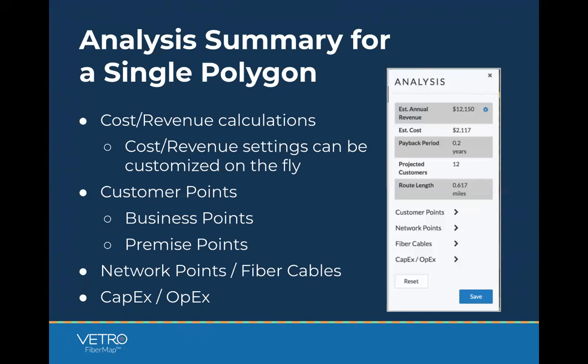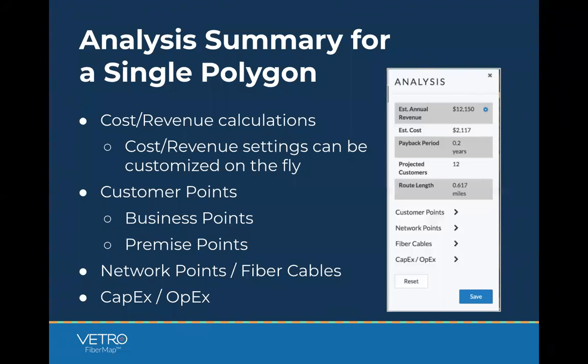And when we are looking at the customer points, we see business points and premise points. Business points are third-party source data, records of businesses. The premise points typically come from tax assessor records. They might be sourced from municipalities or sometimes even 911 records, whatever is available.